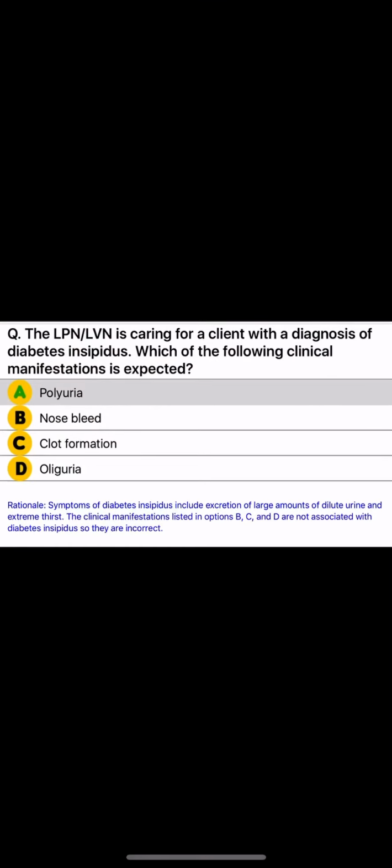Q. The LPN/LVN is caring for a client with a diagnosis of diabetes insipidus. Which of the following clinical manifestations is expected? A. Polyuria. B. Nosebleed. C. Clot formation. D. Oliguria. Rationale. Symptoms of diabetes insipidus include excretion of large amounts of dilute urine and extreme thirst. The clinical manifestations listed in options B, C, and D are not associated with diabetes insipidus, so they are incorrect.